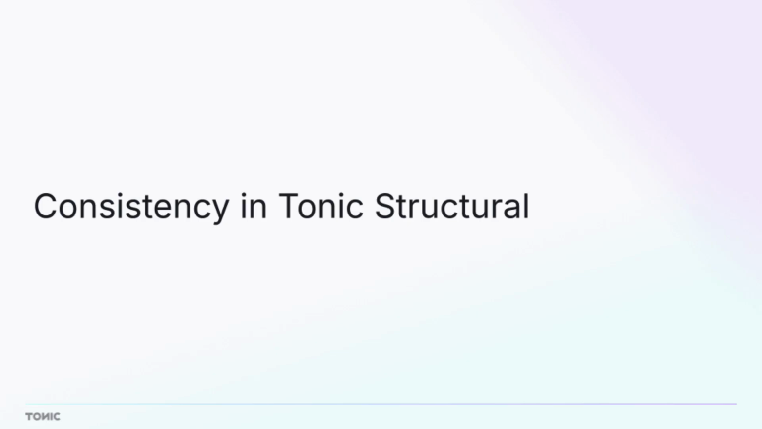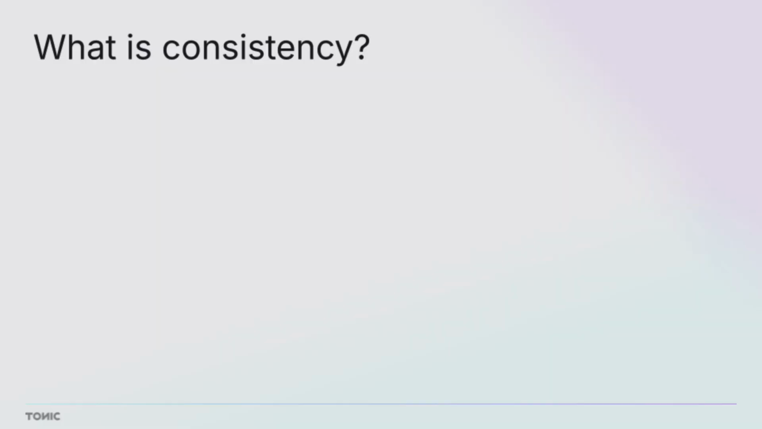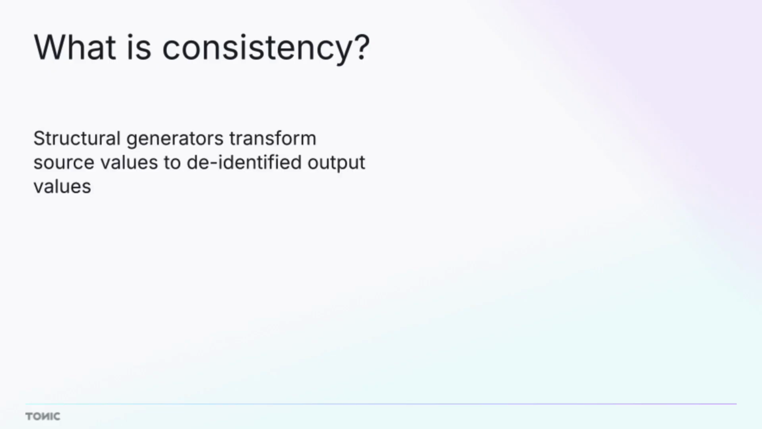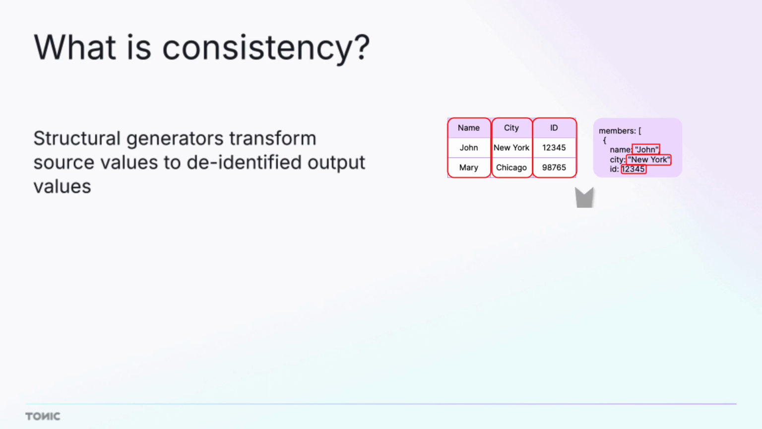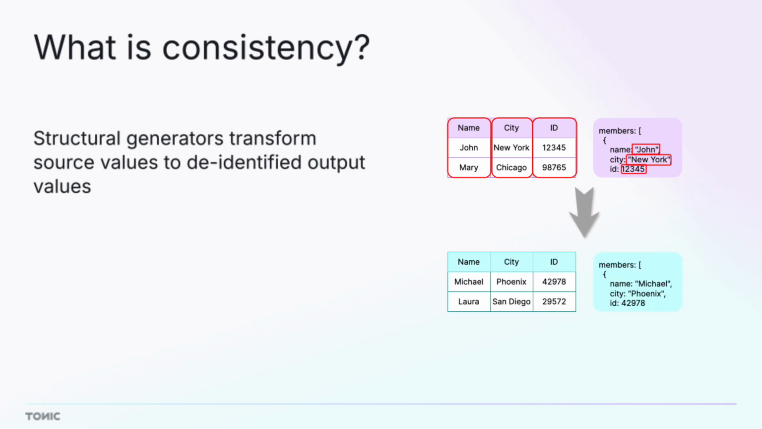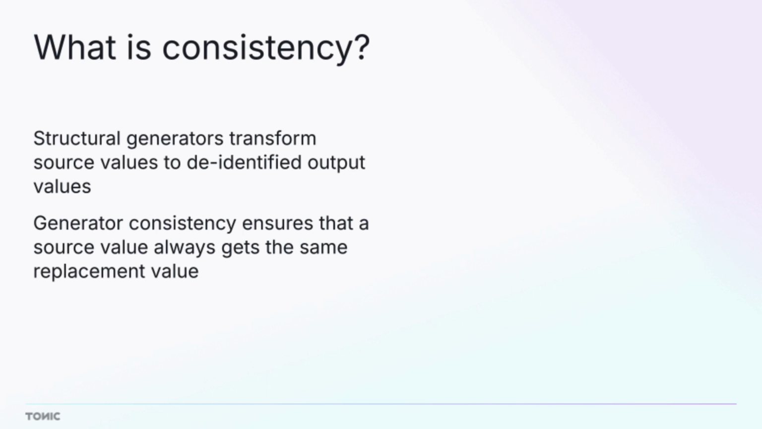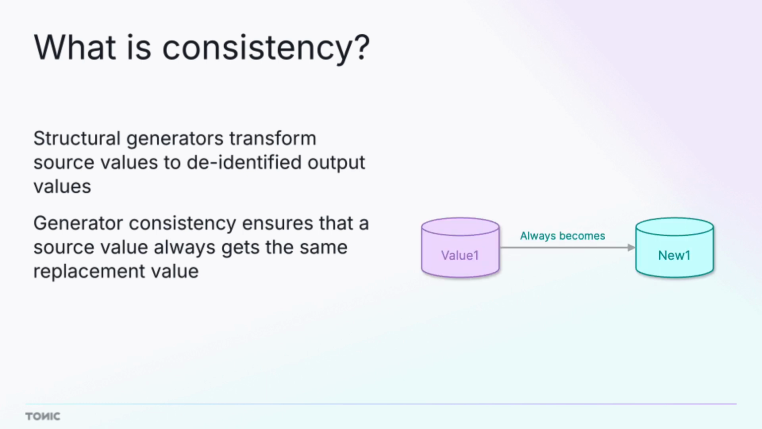In this video, we'll cover the consistency property for Tonic Structural generators. So what is consistency? Structural generators transform your source values to de-identified or masked values in your destination data. At a very high level, consistency in a generator means that a given source value always produces the same destination value.